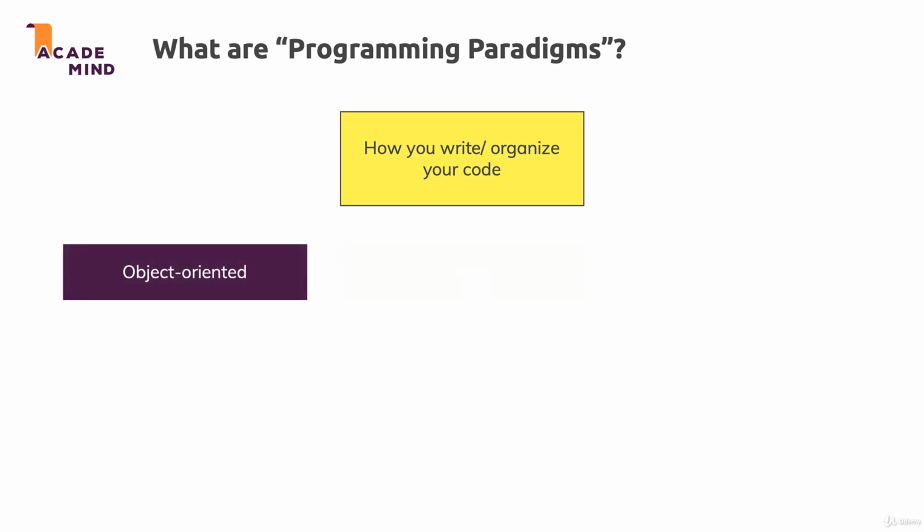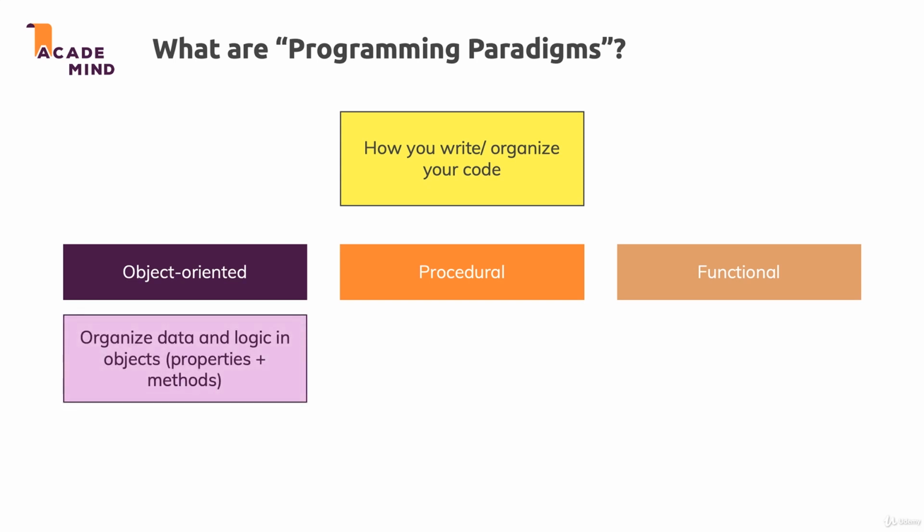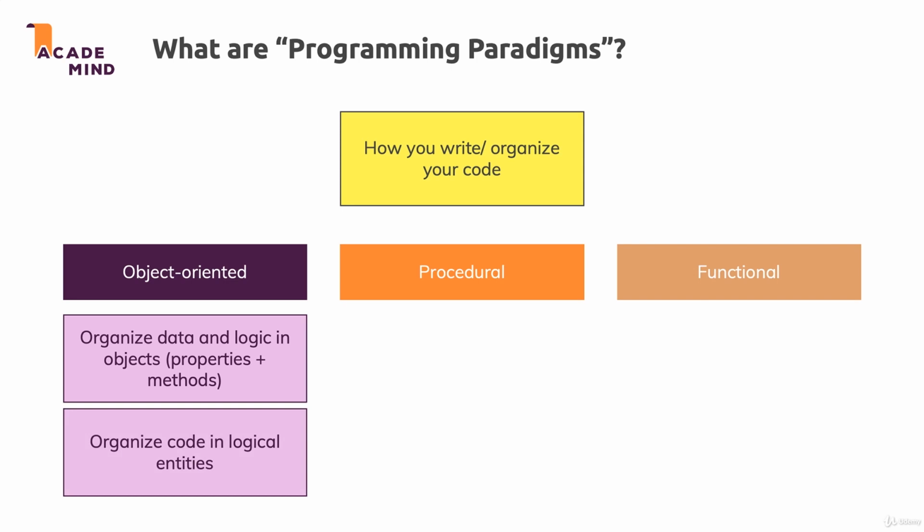You have object-oriented programming, you have procedural programming, and you have functional programming. Now, what does this mean? If you're writing your code in an object-oriented style, it means that you organize your data and logic in objects or in classes and then in objects based on those classes, which means you store your data in properties of objects, you store your logic in methods of objects. That's how you typically think about your code here. Everything in your application, in your project, gets represented as a class and then in the end as an object. So you organize your code in logical entities, you could say.